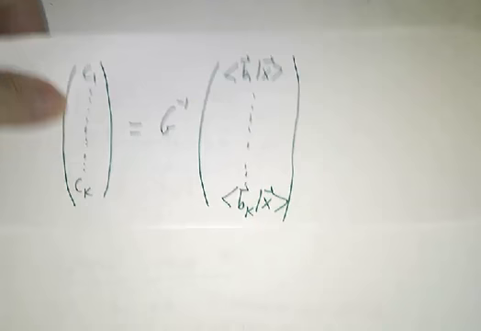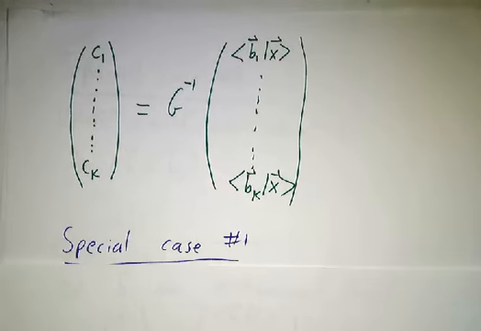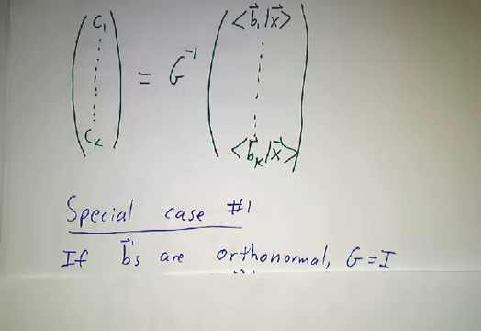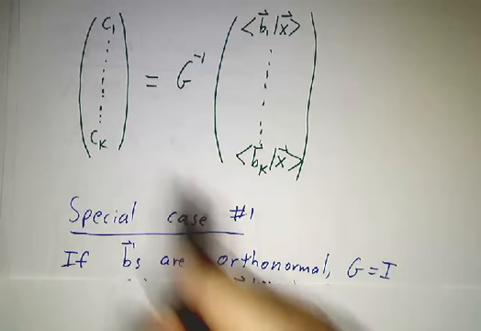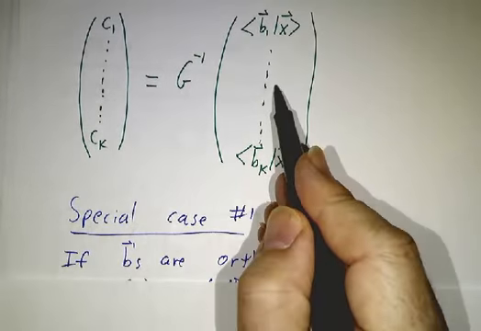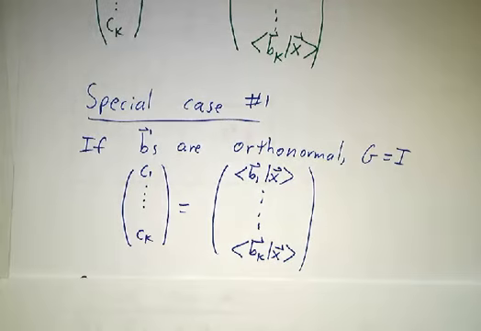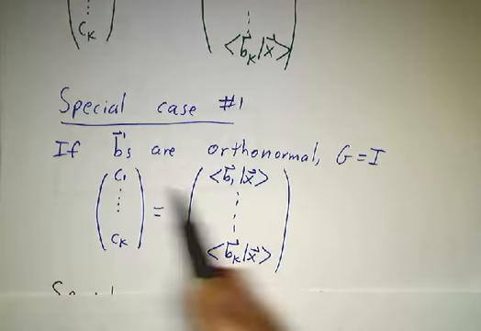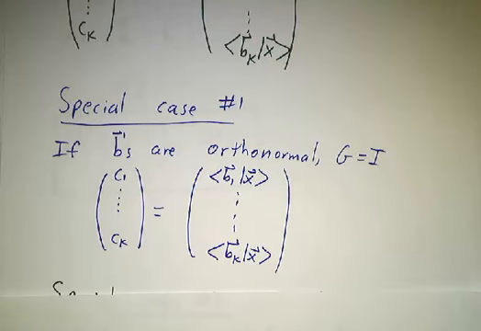And now there are some very special cases where this turns into something very nice and useful. Special case number 1 is where the b's are orthonormal. Well, the b's are orthonormal, so the inner product of bi with bj is 1 if i equals j and 0 otherwise. So our metric matrix is just the identity. So the c's are the inverse of the identity times these vectors, and that gives us back our formulas for decomposing in an orthonormal basis. c1 is the inner product of b1 with x, c2 is the inner product of b2 with x, ck is the inner product of bk with x.